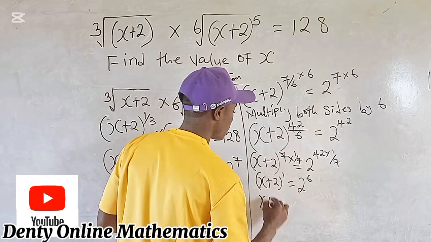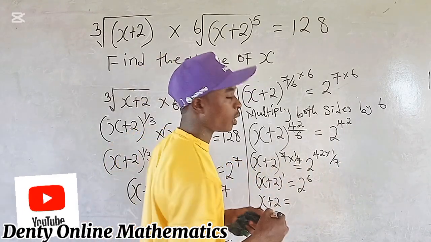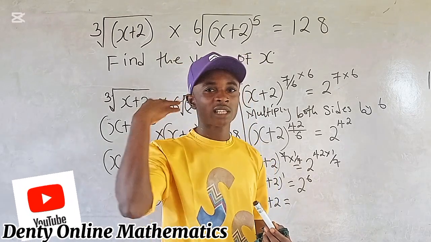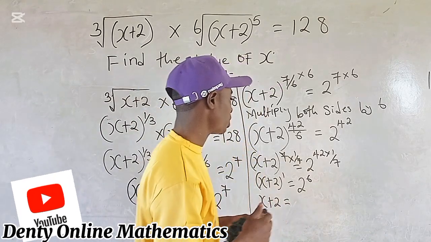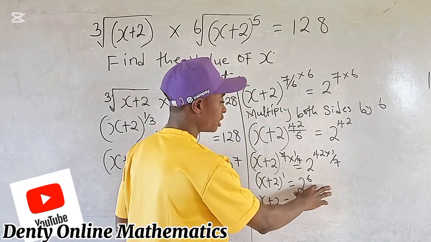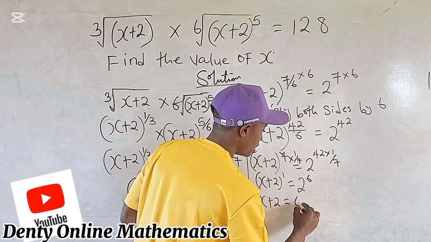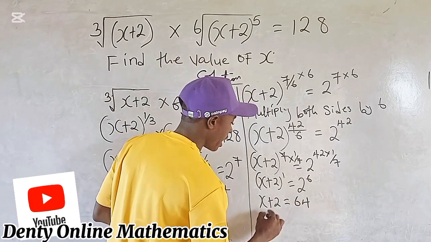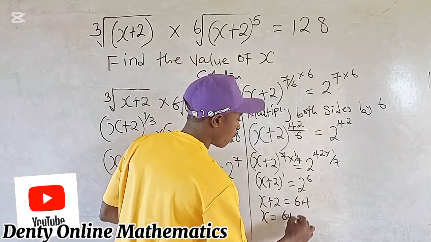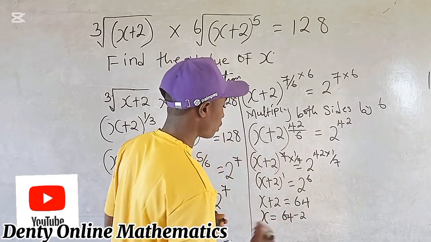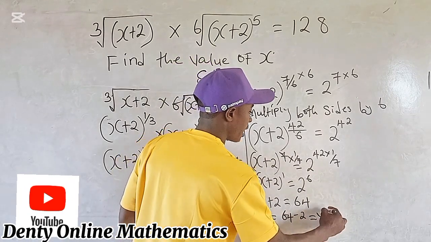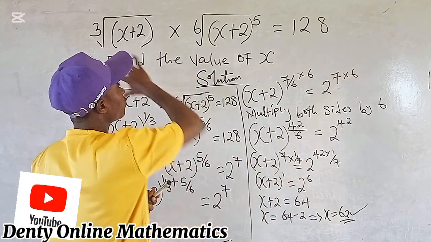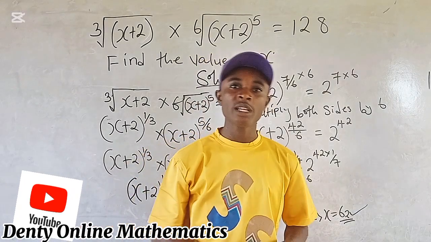Since here is power 1, that means I can just express the bracket out. So I will have x plus 2 equal to 2 raised to the power of 6, which means 2 times 2 is 4, times 2 is 8, times 2 is 16, times 2 is 32, times 2 is 64. So 2 raised to the power of 6 will be 64. Now our x will be equal to 64 minus 2. That means I'll subtract 2 from both sides. So this will imply that x will be equal to 62. So the value of x that will satisfy the whole of this equation is simply 62.